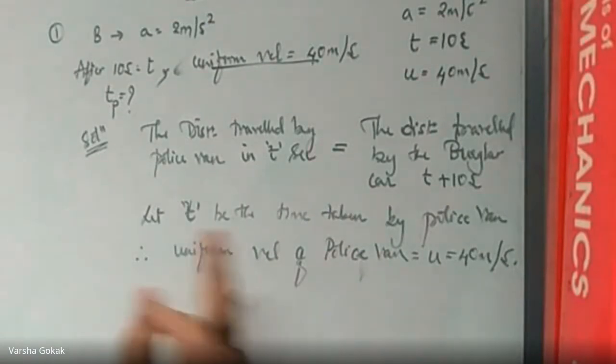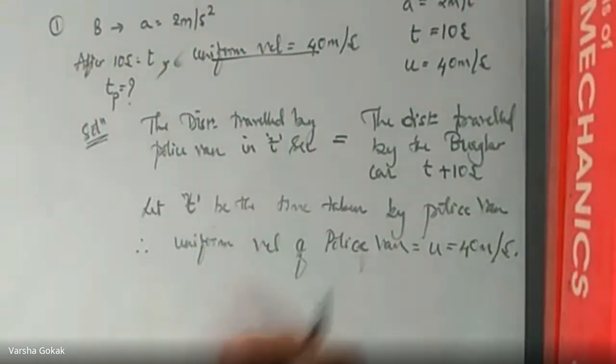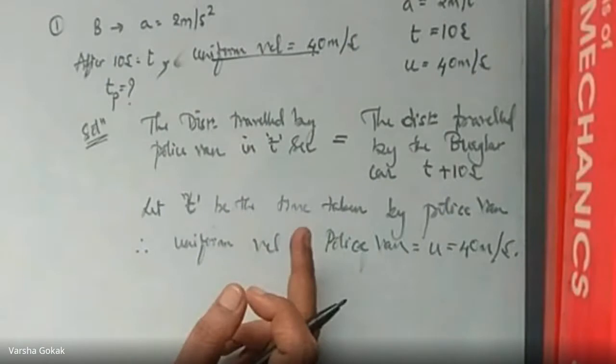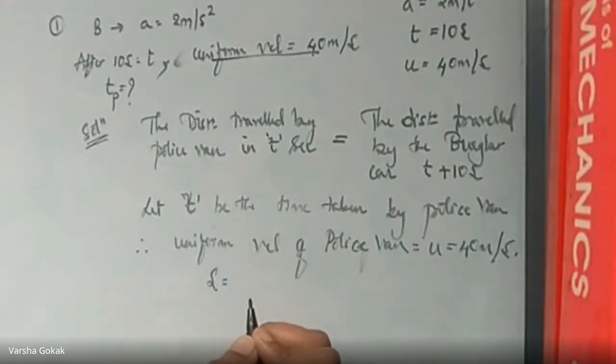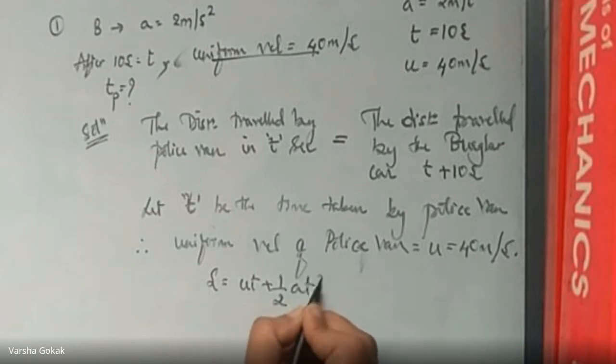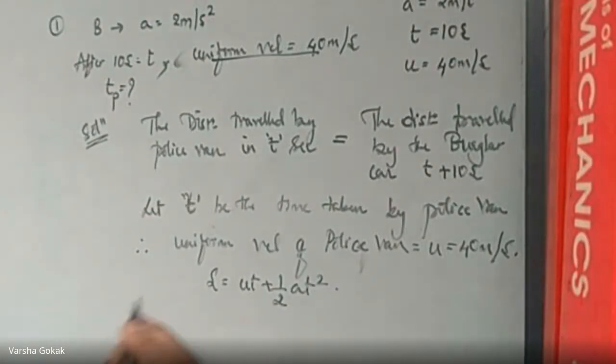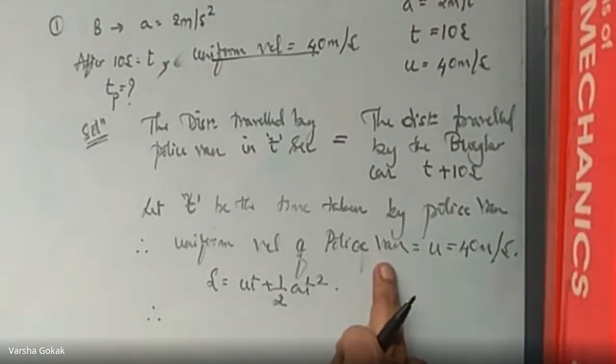Using the condition s equal to ut plus half at square, we can go ahead with that, right? So we have the equation of motion s equal to ut plus half at square, a generalized equation of the distance traveled, right? Therefore, when I say uniform velocity, what happens to acceleration?